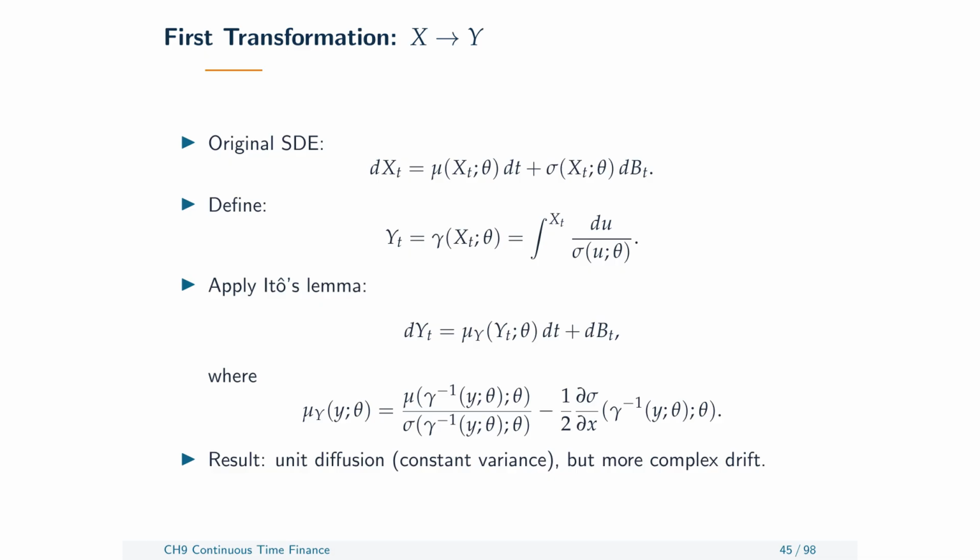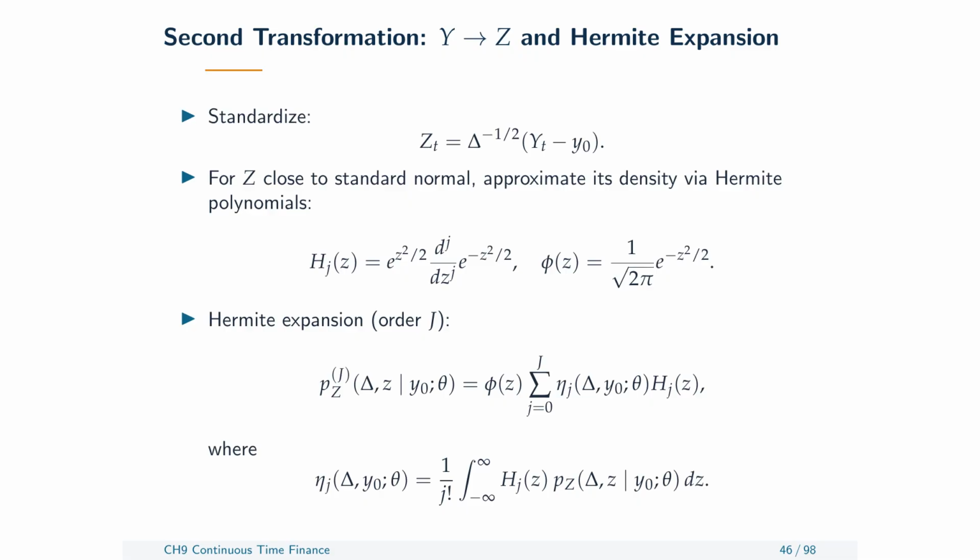Removing state-dependent volatility simplifies the variance structure, but the drift usually becomes more nonlinear. The transformation must be invertible on the relevant state space and depends on the parameter vector being estimated. The second transformation subtracts the initial transformed state and divides by the square root of delta. This standardization places the leading random movement on a scale close to a standard normal variable.